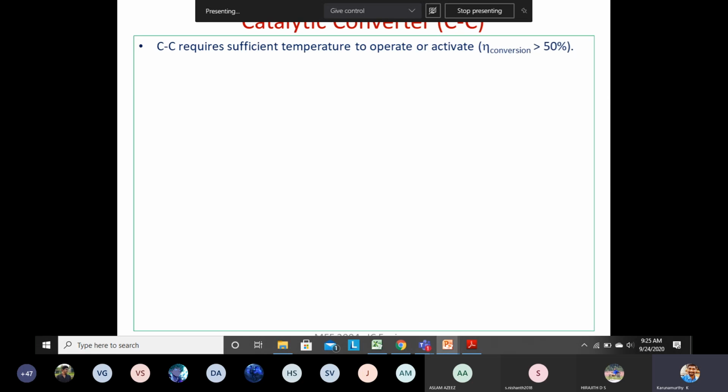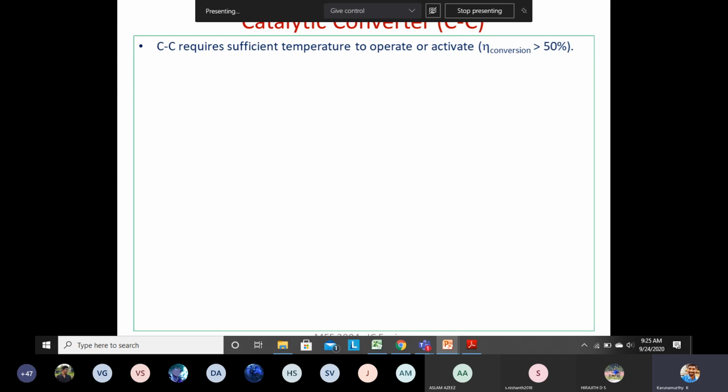Now, coming to the catalytic converter operation, normally we want better efficiency of any system. In engineering, we prefer the system which performs well. Similarly, for the catalytic converter also, we want it to operate with higher efficiency. For that, it requires a certain temperature. At a certain temperature only, it can perform well.